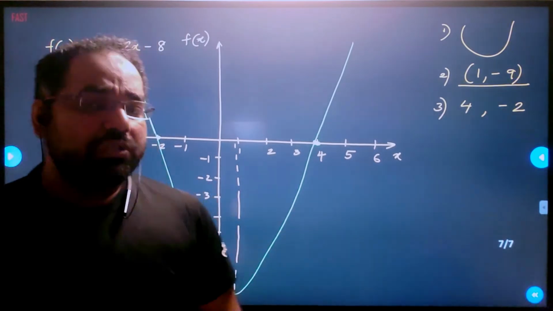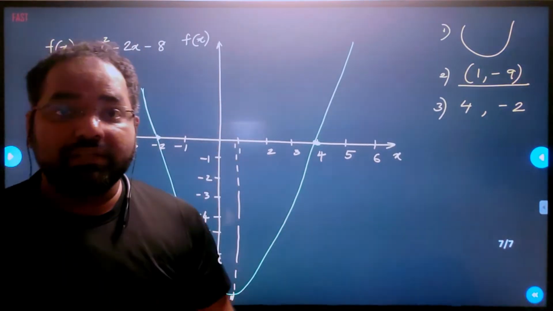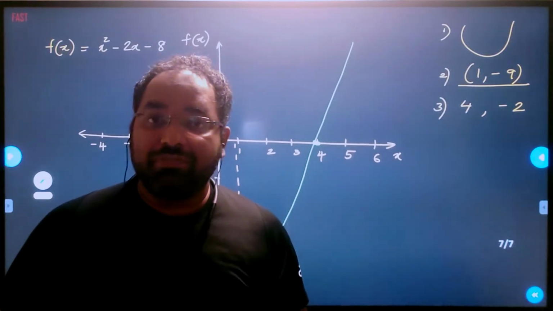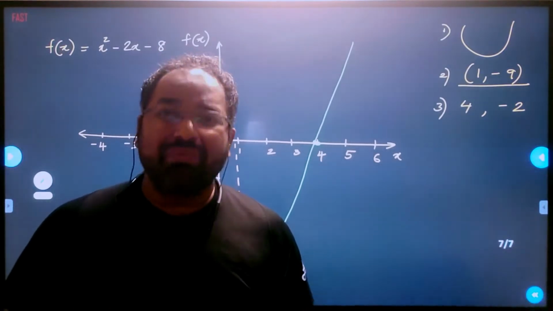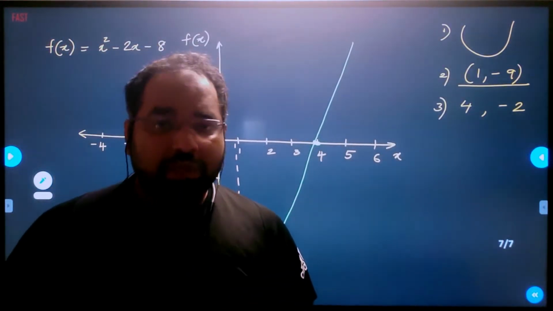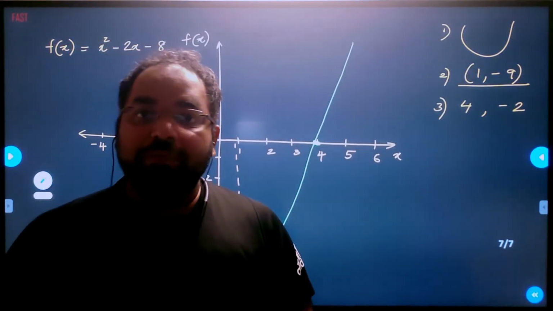Otherwise, they can also ask you a question like this. They can give you a graph like this, ask you what would be the sign of the coefficient of x squared, which is nothing but a. Since it is opening upwards, you're going to say a is positive. Okay. So these are the type of questions you can get.